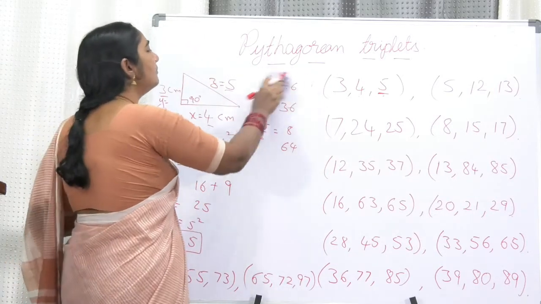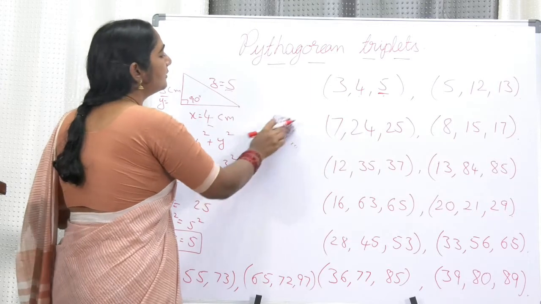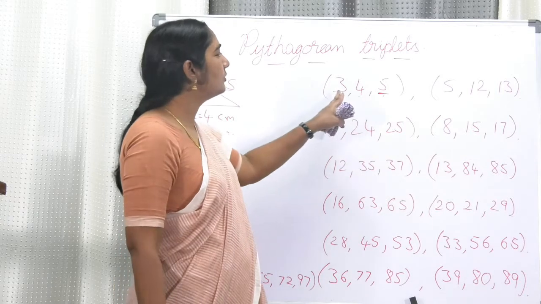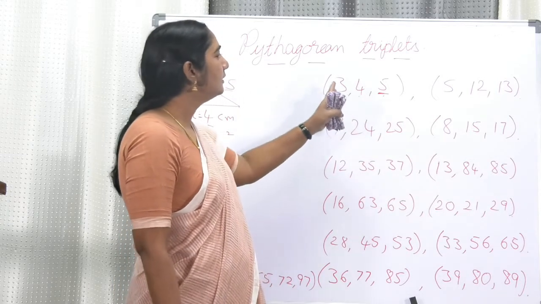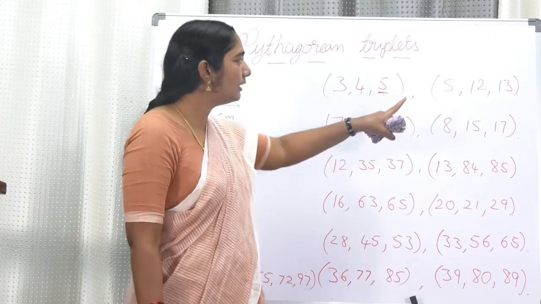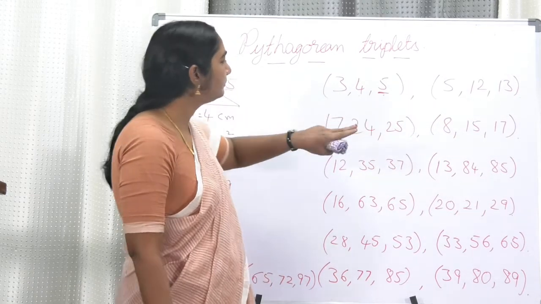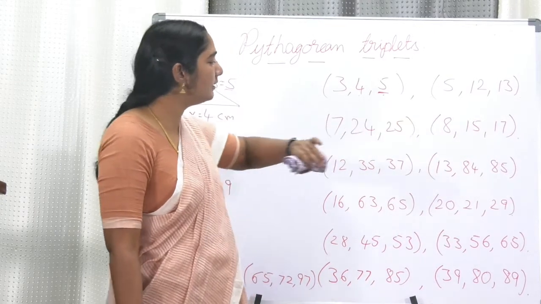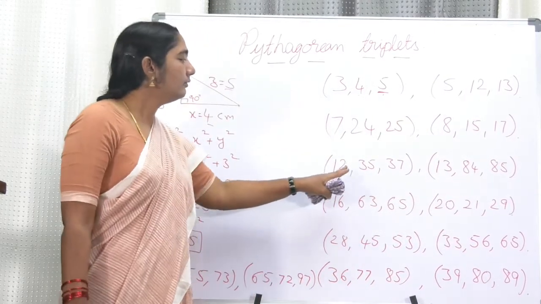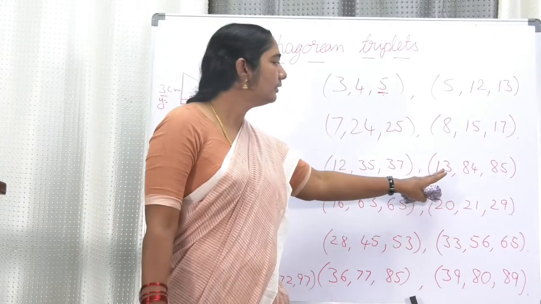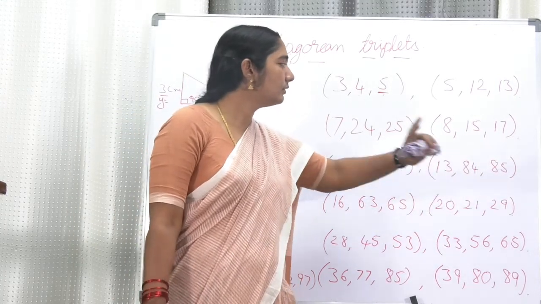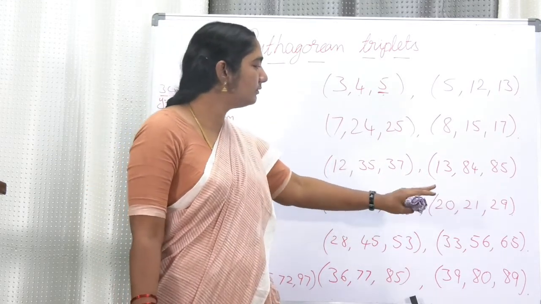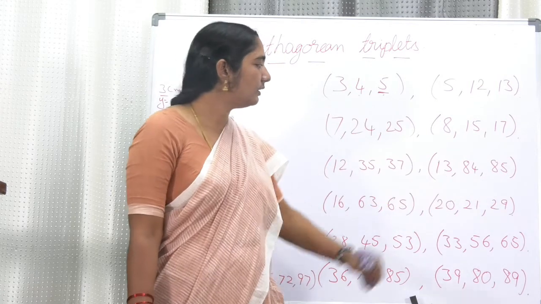Now, this is also one method. If the first number is an even number, with this you can still find out some more. But I request all of you, please see that 3, 4, 5, these are all the triplets: 5, 12, 13; 7, 24, 25; 8, 15, 17; 12, 35, 37; 13, 84, 85; 16, 63, 65; 20, 21, 29.